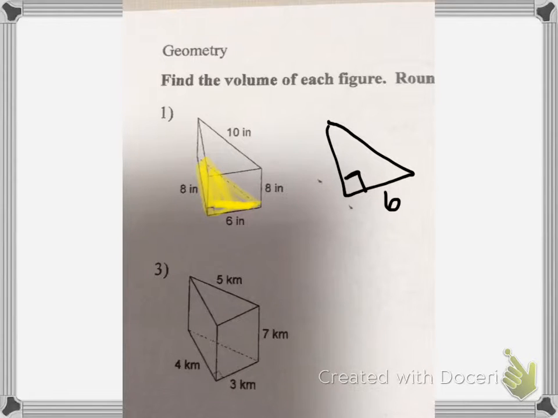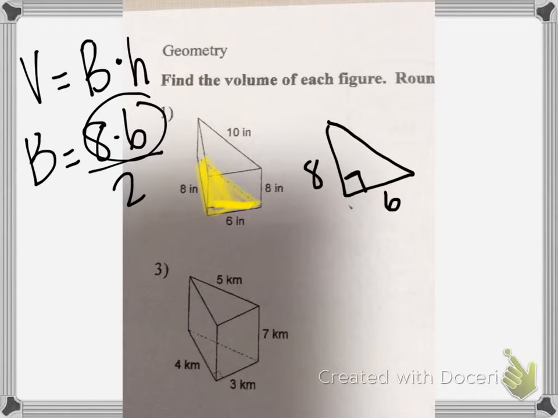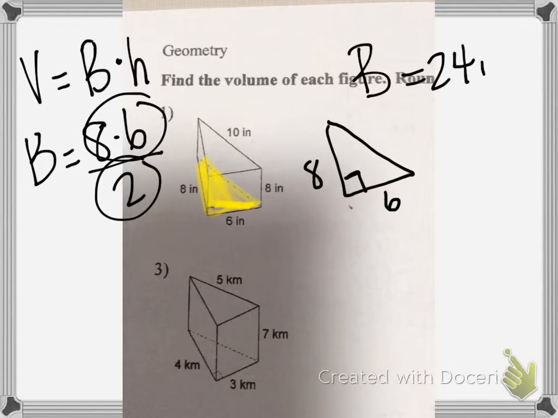This is a 6, this is an 8. So volume is area of the base times the height. The area of the triangle is 8 times 6 divided by 2. This is 48 divided by 2 is 24. So area of the base is 24 inches squared for area. And then to find volume, you're just going to multiply that with the height of the prism.